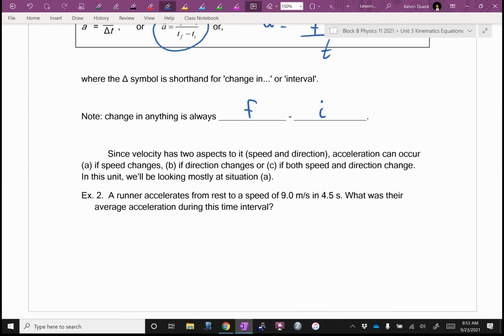Since velocity has two aspects to it, speed and direction, magnitude and direction, acceleration can occur if speed changes. That's the one that most of you are used to. You can feel it. Our bodies have a built-in accelerometer. It's just a backwards accelerometer. We'll talk about that later. Acceleration can also occur if direction changes, going around a corner. Or both, if you're going around a corner while hitting the brakes or hitting the gas. In this unit, we'll mostly look at situation A. The magnitude is changing.